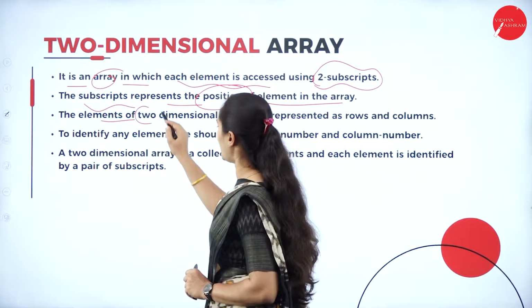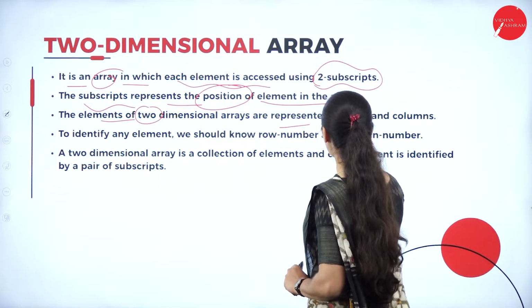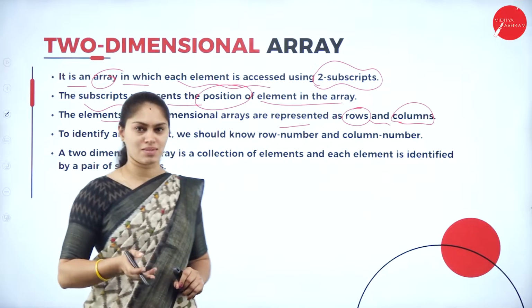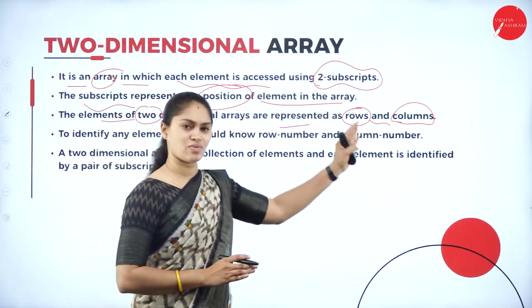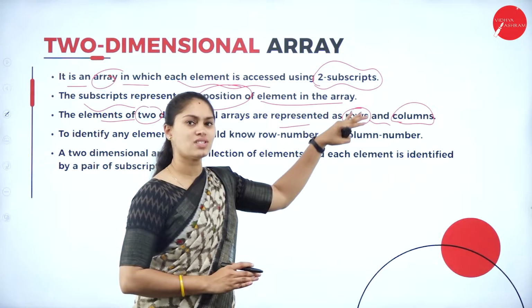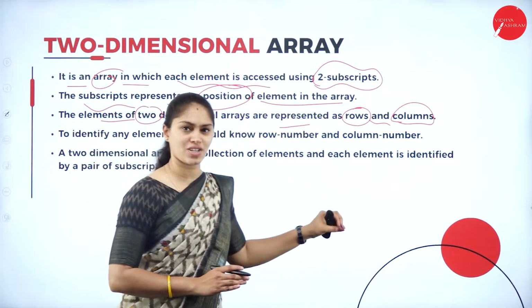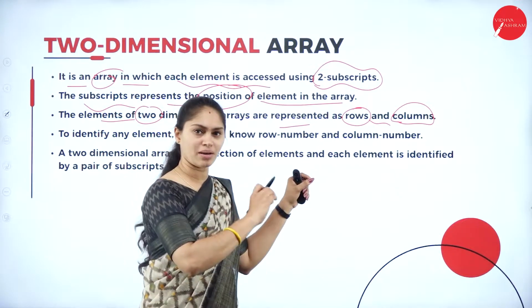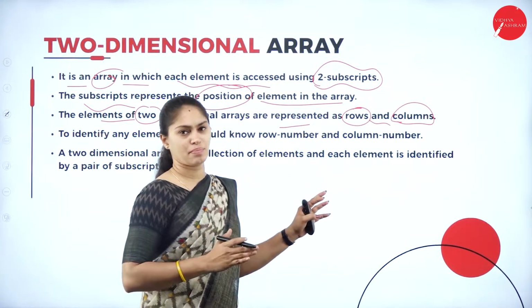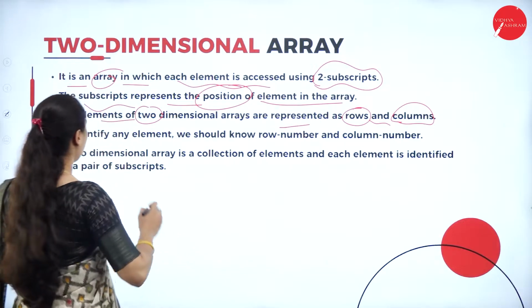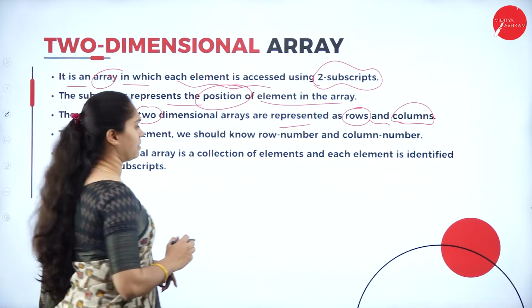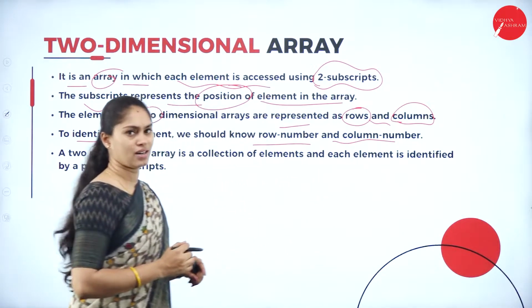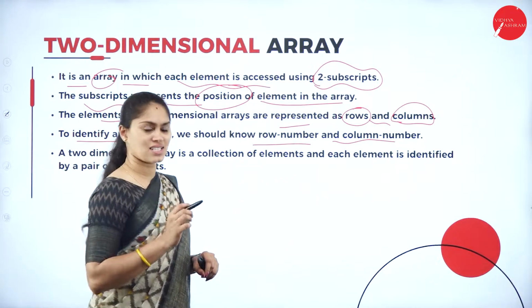Elements of a two-dimensional array are represented as rows and columns. So here it can't be rows or columns. It has to be row as well as column. If I want to fetch any element of an array, then I must know the row number and in which column it is present. So that is what you need to remember. In order to identify any element, first we must know the row number as well as the column number. Then only we will be able to access that element.